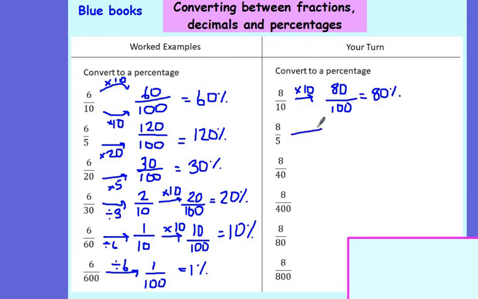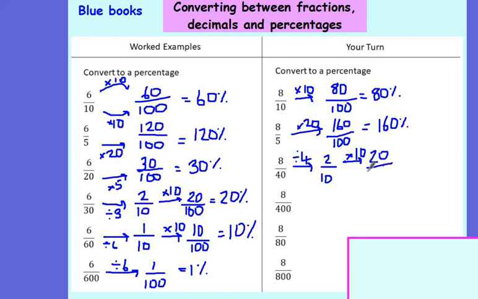For the second one, I'm multiplying top and bottom by 20, which will give me 160 over 100, which equals 160%. For the next one, I can't convert 40 directly to 100, but what I can do is divide top and bottom by 4, which will give me 2 out of 10. I can then multiply by 10, which gives me 20 out of 100, or 20%. Each time we're just trying to make that denominator 100.